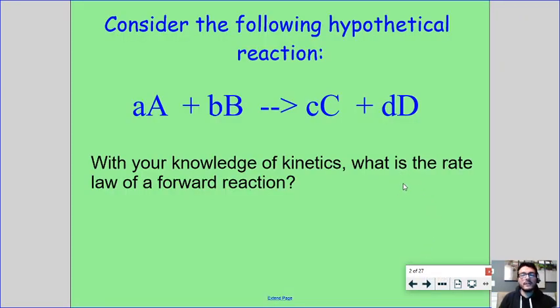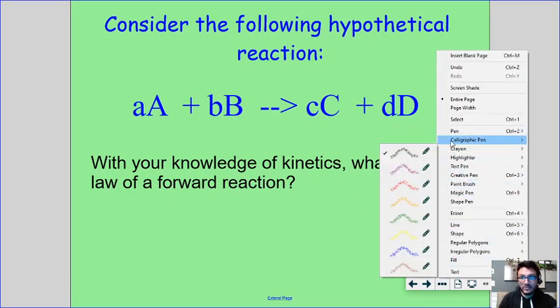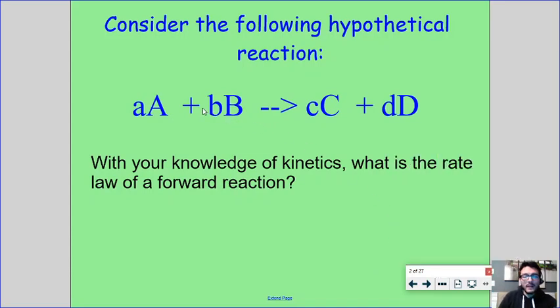So again, this is a hypothetical generic reaction where we have reactants A, B producing C, D. The lowercase a, b, c, d are the balanced coefficients. To review how we can put this together, we can say that the rate of the forward direction, shown here with this arrow going forward, indicating the forward direction, would be dependent according to the rate law for that forward direction on the reactants A, B.